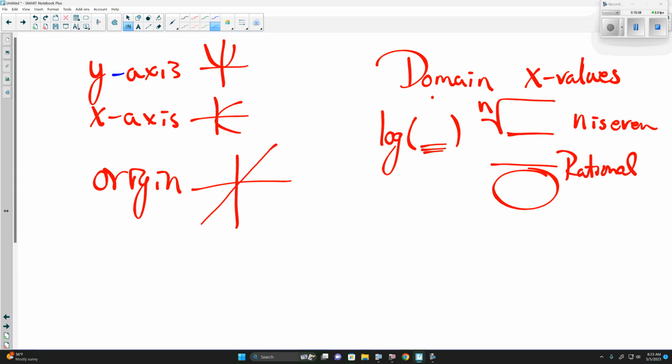What's inside here? Because we can't take the log of 0, and we can't take the log of a negative number. So whatever values of x would make what's inside the log be 0 or negative have to be removed. It has to be bigger than 0.